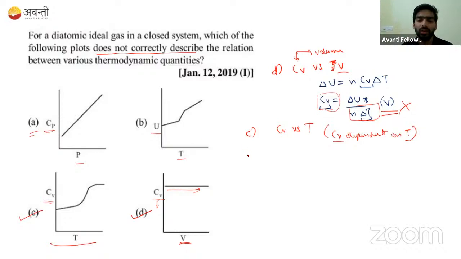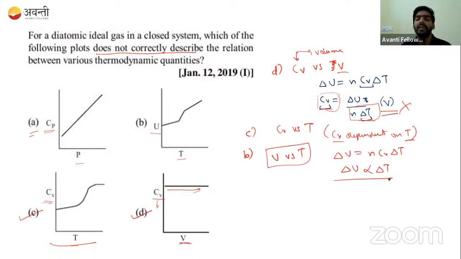Right. Now moving on to B. What does B say? U versus T. And we know that delta U is nothing but n CV delta T. That means delta U is directly proportional to delta T. That means temperature is directly proportional to delta U. If one varies, the other value will also vary. Correct? So this is the correct graph. If all those three options are correct, which is going to be the answer for us? Option A, right?